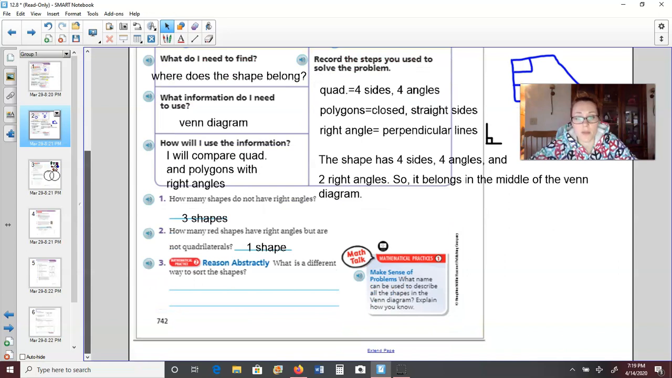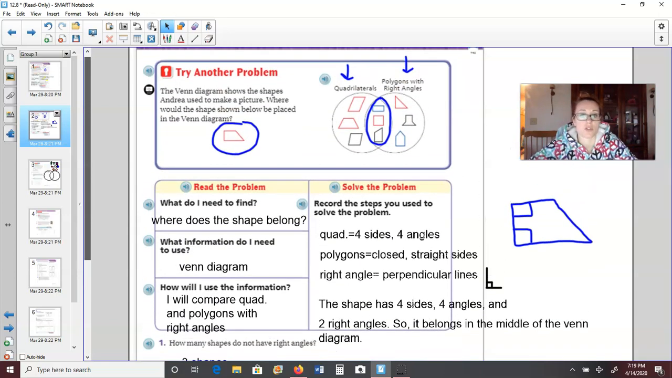Okay, number 3, what is a different way to sort the shapes? So now they want us to think of another way that we could sort our shapes. When you think about sorting items, let's just say, for instance, Lego pieces. We could sort Legos by their colors. We could sort Lego pieces by what shape they have. Some are bricks. Some are like the little circle dots.